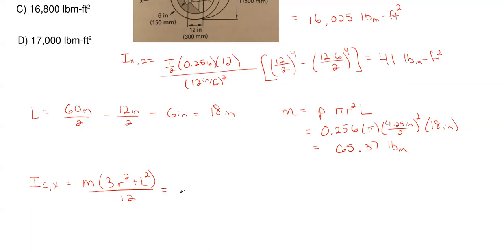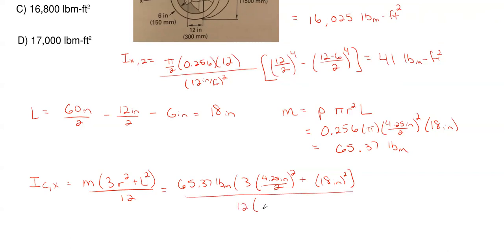So we're just going to plug and chug here. We would have our mass, which is 65.37 pound mass, multiplied by 3 times our radius of that particular spoke, which is 4.25 inches over 2, and that would be squared, plus the length of it squared, which is 18 inches. And then we're going to divide that by 12.